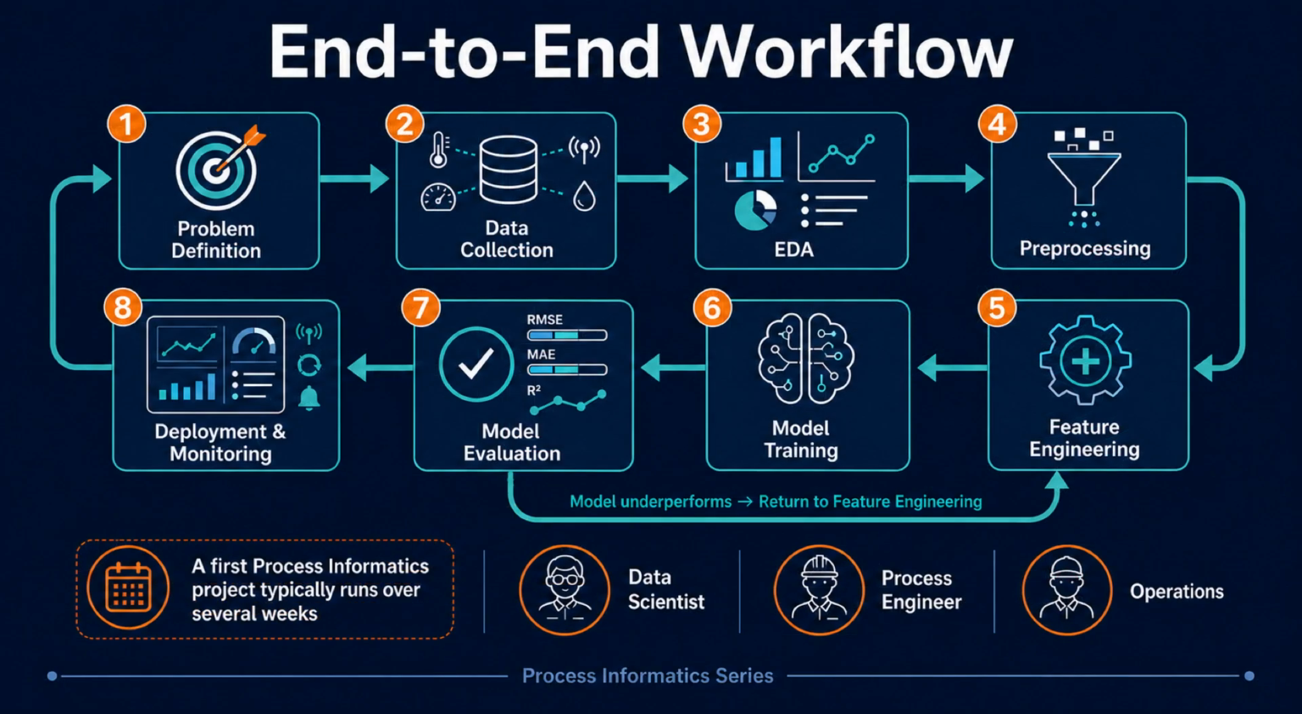A complete process informatics project follows 8 connected stages: problem definition, data collection, exploratory analysis, preprocessing, feature engineering, model training, model evaluation, and deployment with monitoring. Include iteration loops. When a model underperforms, return to feature engineering. A first process informatics project of this kind typically runs over several weeks. Collaboration between data scientists, process engineers, and operations is essential for success.